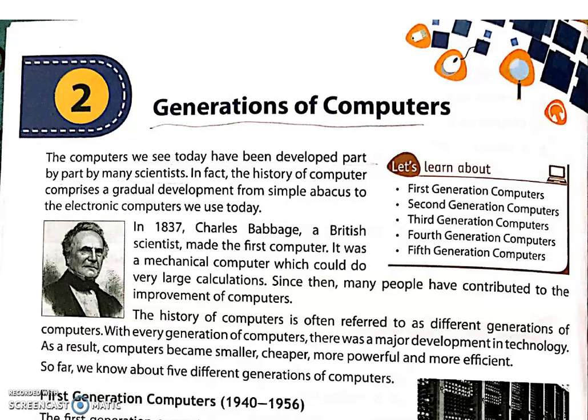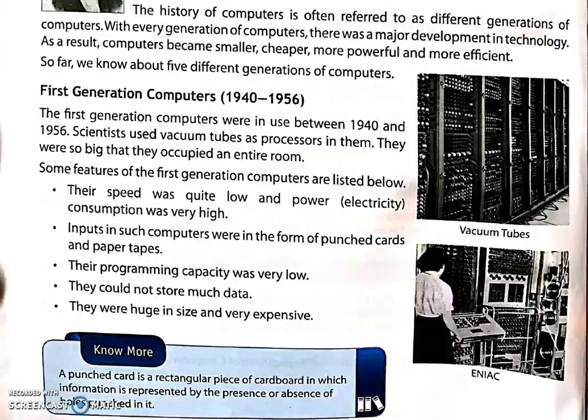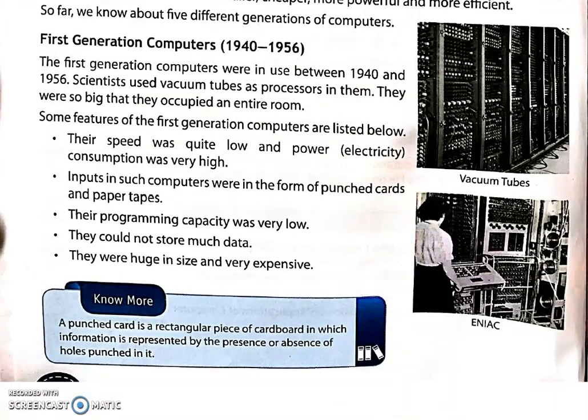So far, we know about 5 generations of computers. So let's start with first generation computers. The first generation computers were in use between 1940 and 1956. Scientists used vacuum tubes as processors in them. Today we have silicon processors and processor chips in a computer, but earlier in the first computers there used to be vacuum tubes. They were so big that they occupied an entire room.